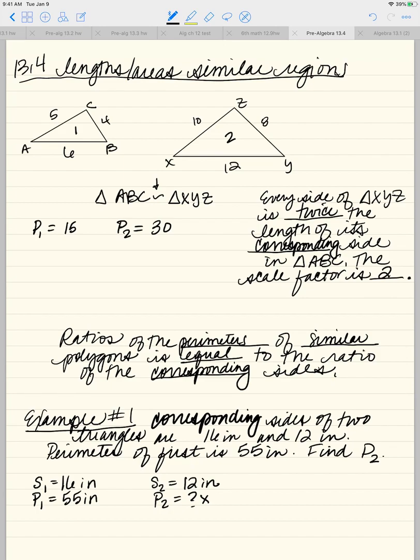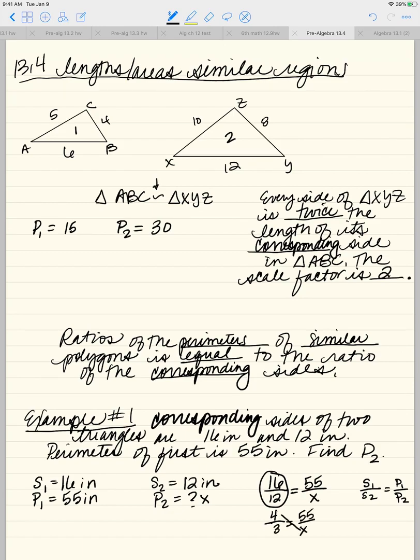Okay, so set up your ratios. 16 is to 12 as 55 is to X. Notice that's side 1 over side 2 is equal to P1 over P2. Now we're going to use cross multiplication to solve. Before I do that though, I'm just going to make my life a little bit easier and reduce the 16 over 12 to 4 over 3. You don't have to. You're still going to get the same answer if you don't.